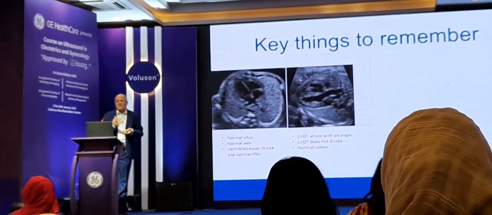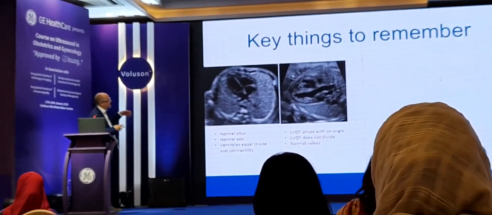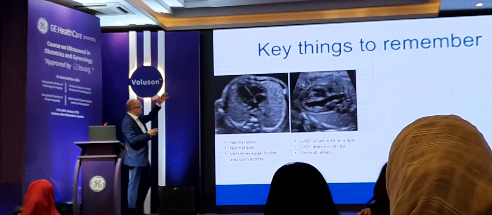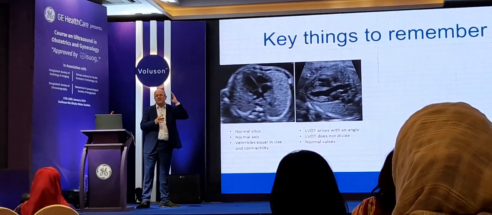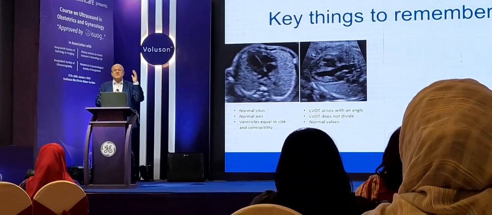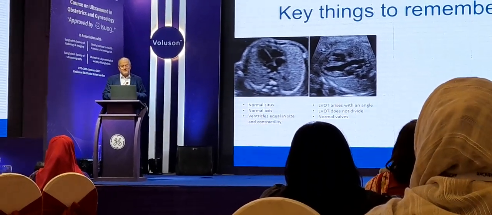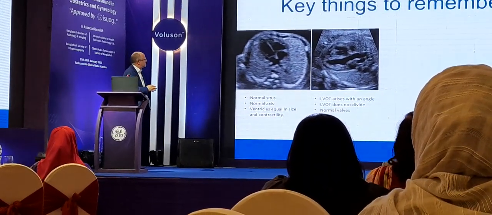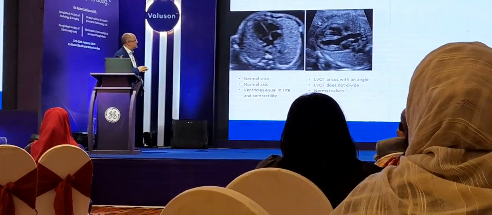Remember that the left ventricular outflow tract arises with an angle, that beautiful curve that we see. Remember that the aorta never divides. It should never divide. If it's dividing, it's a pulmonary artery. And of course, you always want to look for normal valves.